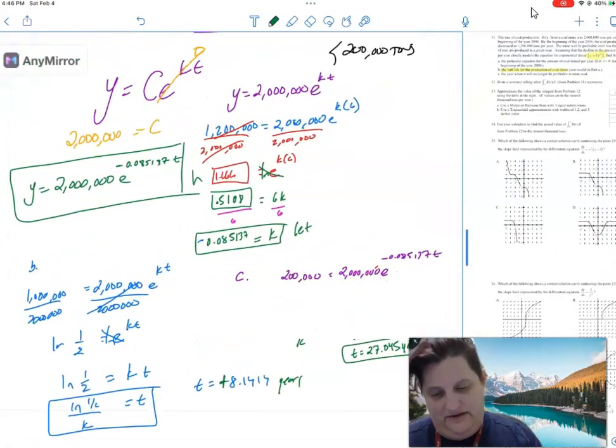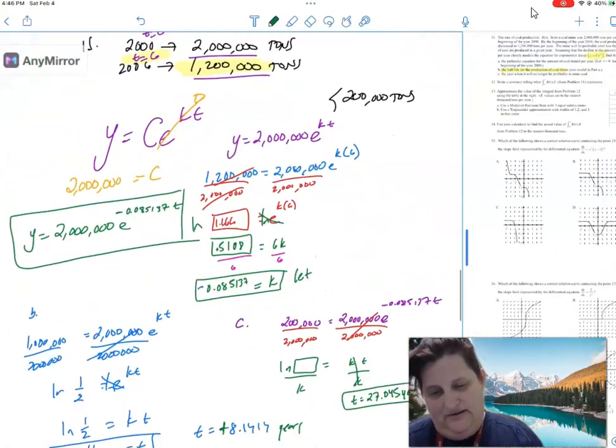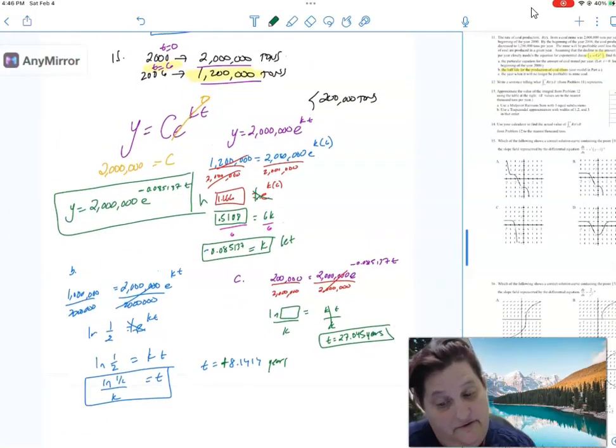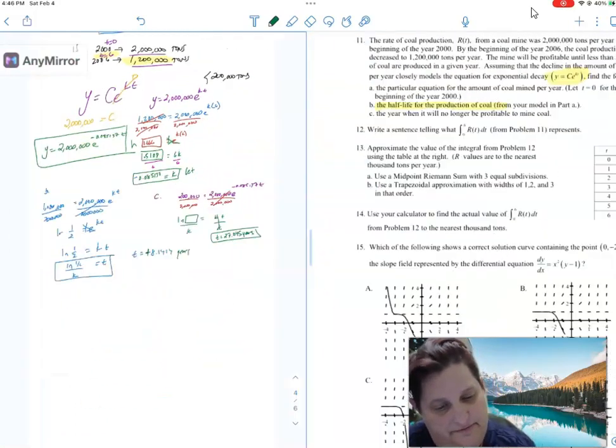27.045 years. That entire problem, you guys, I've done in Algebra 2. That's actually not even a calculus problem. It's a pain, but we didn't take any derivatives or integrals. That's not really a calculus problem. Okay?